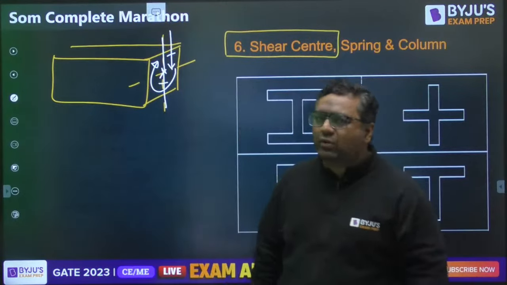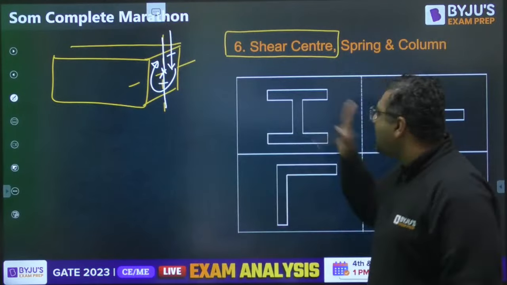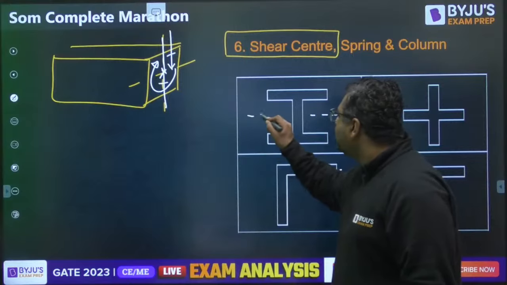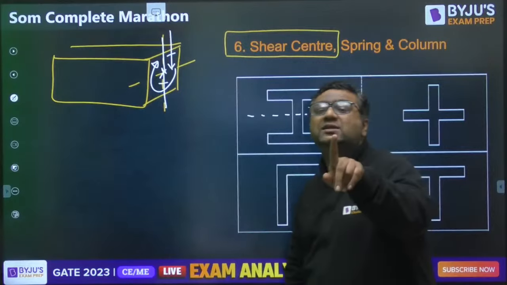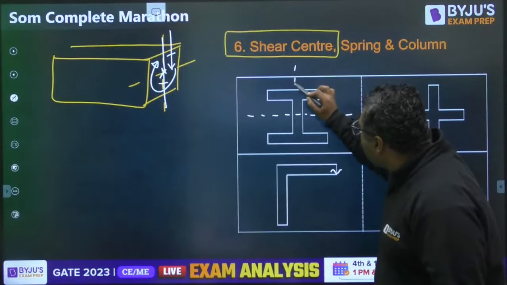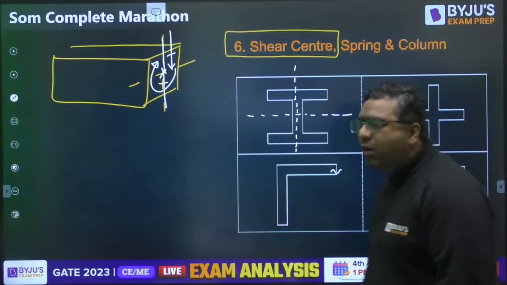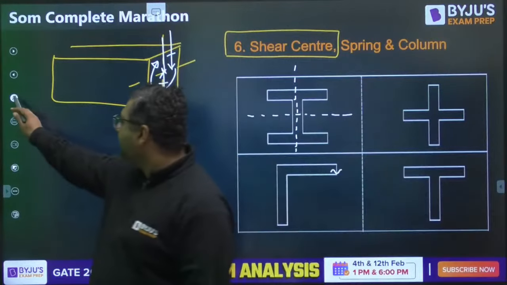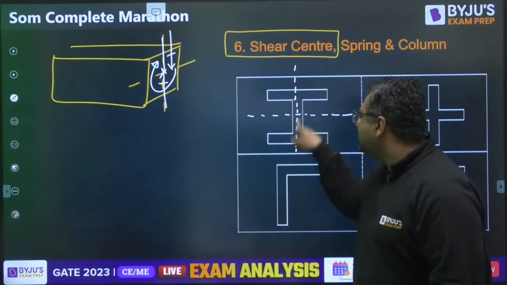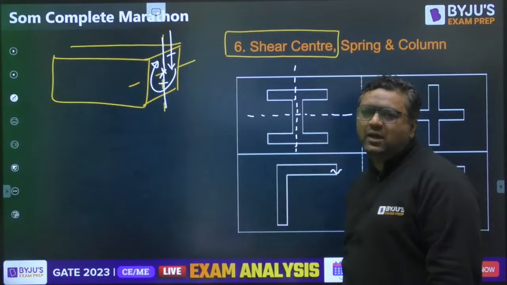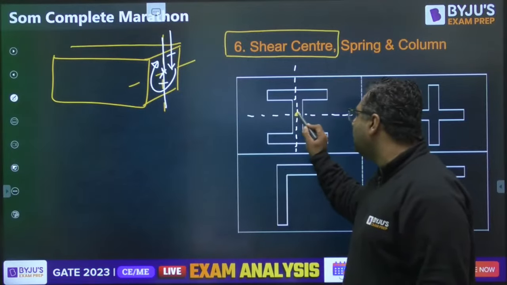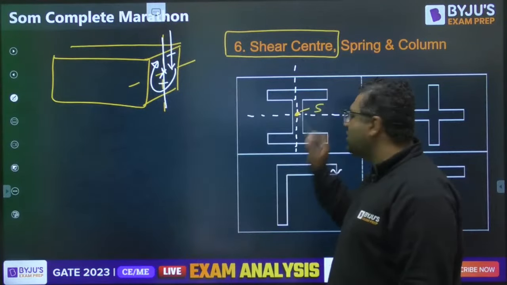Is it symmetrical about any axis? Like, if you see this I section, it is symmetrical about the x axis. If it is symmetrical about the x axis, it means the shear center will lie on that axis. Similarly, if I ask you whether it is symmetrical about the y axis, then the shear center will lie on the y axis also. For the I section, it is symmetrical about the x and y axes, so the shear center will lie on the x axis and the y axis, which means it lies at their intersection. So this point will act as the shear center.